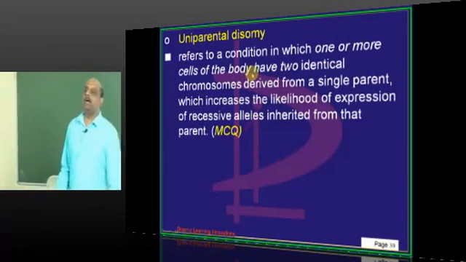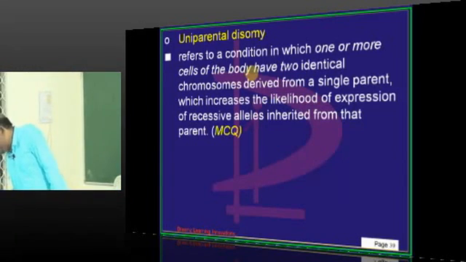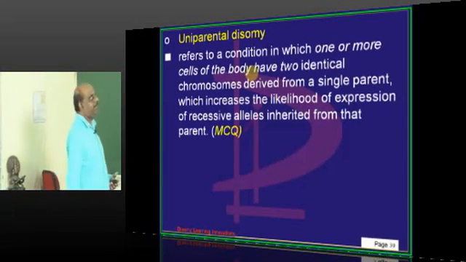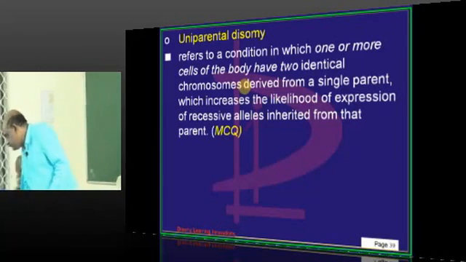Then another important concept you need to know is called uniparental disomy, which we need to be very clear about.